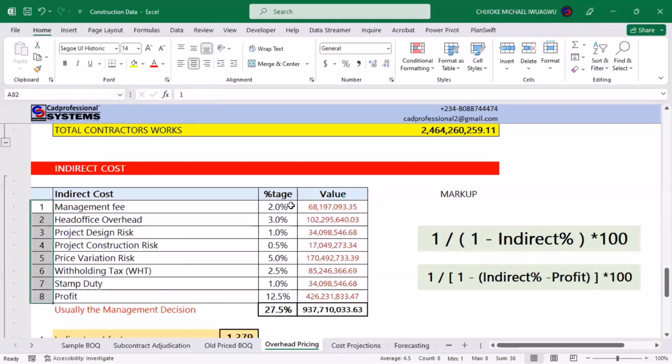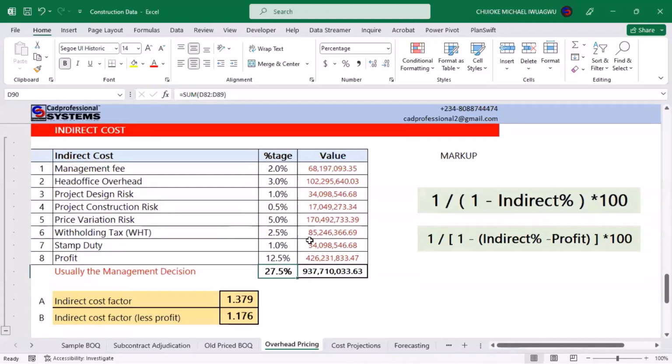For us now, we are saying, okay, these are the basic considerations that we have on our indirect costs. We have management fee, head office, project risk, construction risk, price variation, withholding tax, stamp duty, and of course, profit, 2.5%. When you aggregate all of this together, it gives you about 27.5%. It simply means that whatever we are going to be charging as our work, we'll be adding 27.5% of it to take care of all these things.